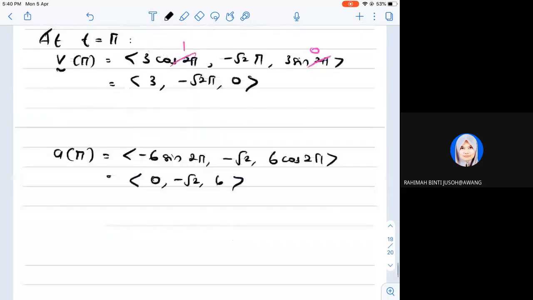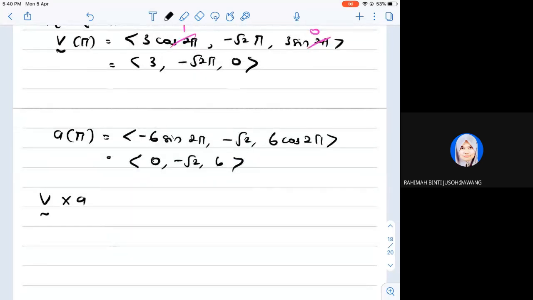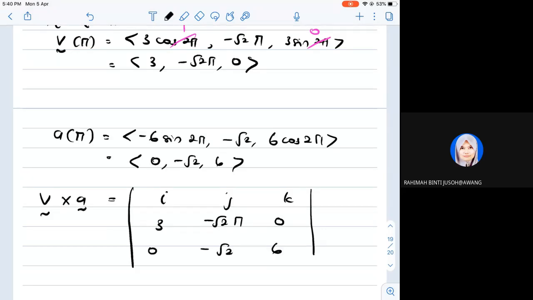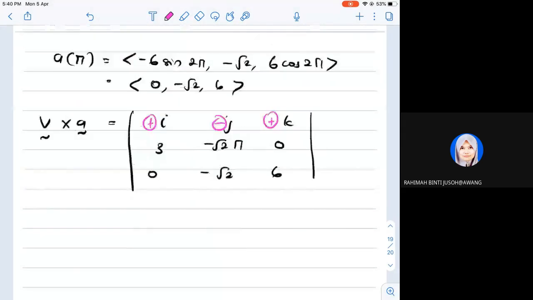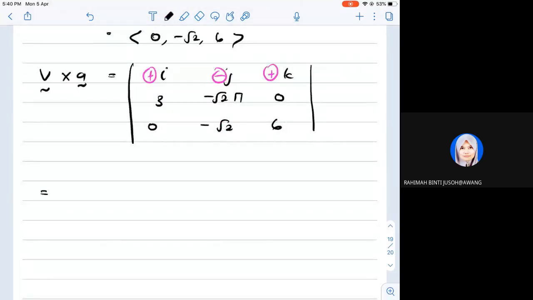So cari cross product dia, V cross A. I, J, K. First row should be the velocity, so 3, negative square root 2 pi, 0. And then acceleration. Okay, so we have plus, minus, plus. Macam biasalah yang ni, I believe you already expert on this. So, saya comak je lah negative 6 square root 2 pi tolak kosong lah. Okay.